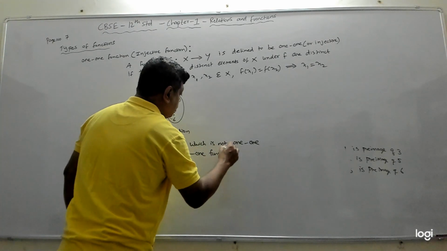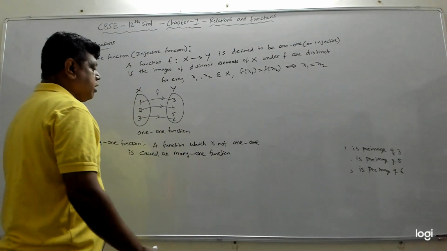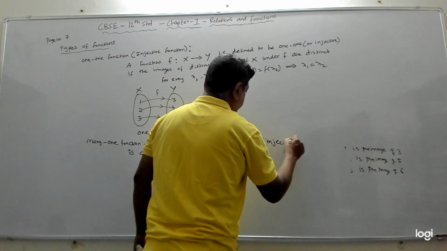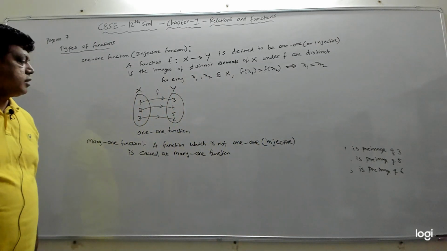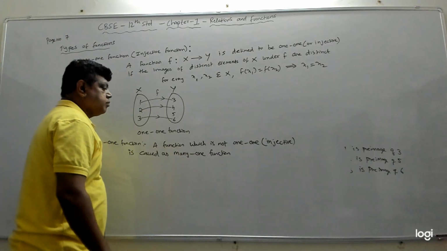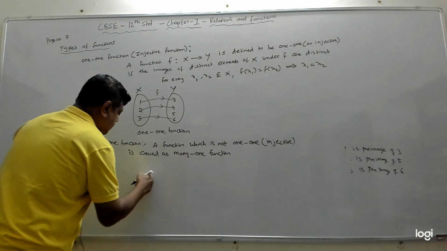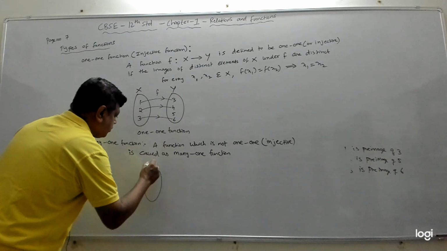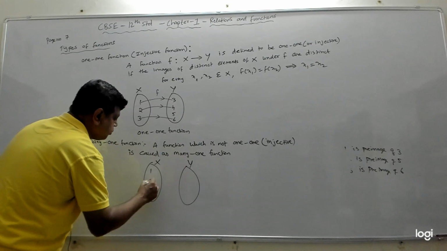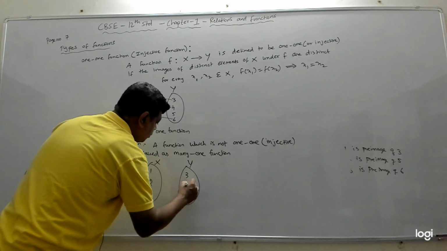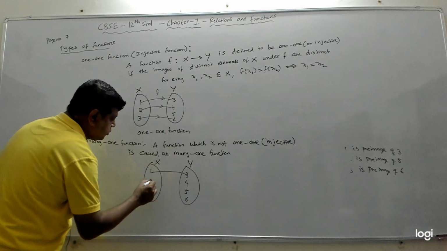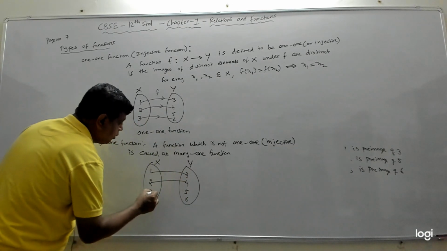A function which is not one to one, or injective, is called a many to one function. Suppose we take a function from the same set X to Y. So 1, 2, 3, and I have 3, 4, 5, 6, and 1 goes to 3, suppose 2 goes to 4, 3 also goes to 4.